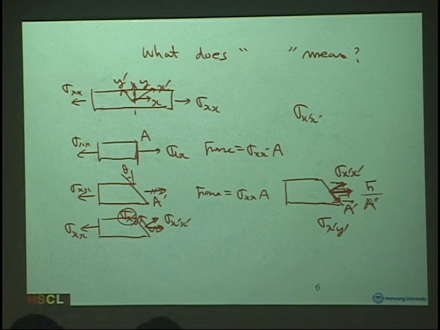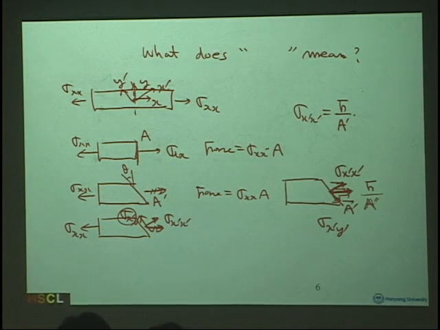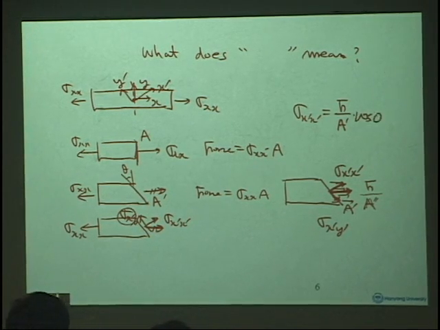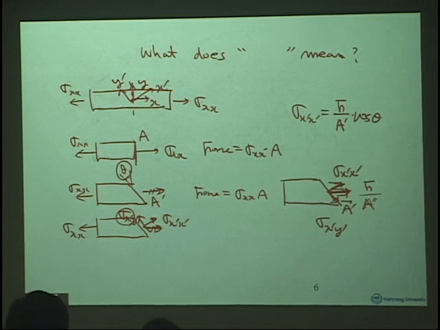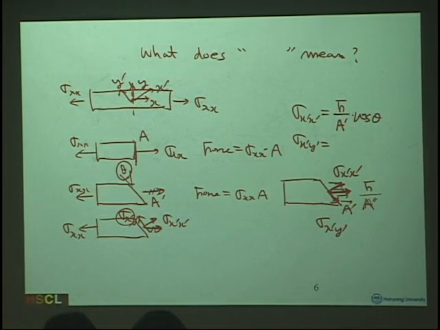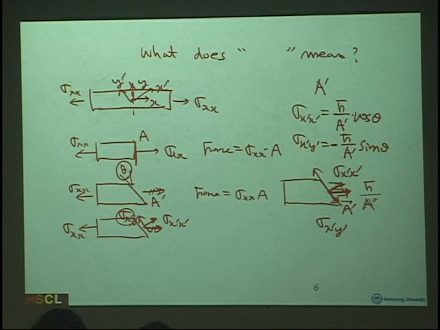So sigma x prime is simply F over A prime times cosine theta. See, this is theta. Now, sigma x prime y prime, what is that? It is F over A prime times sine theta, and since this is the y prime direction, there will be a minus here. And again, but how about the relation between A prime and A?